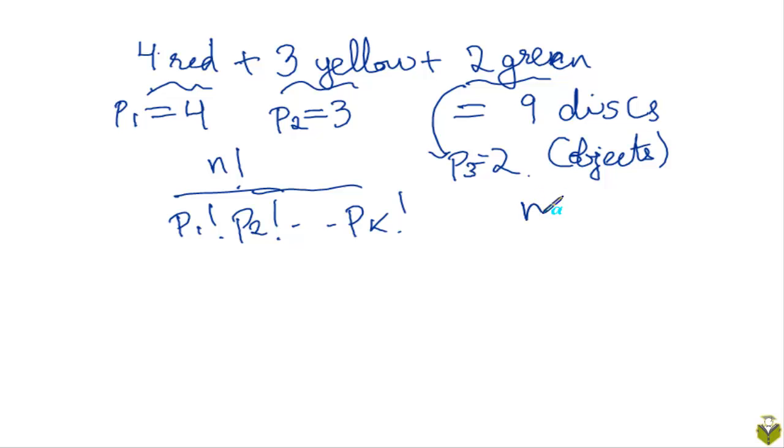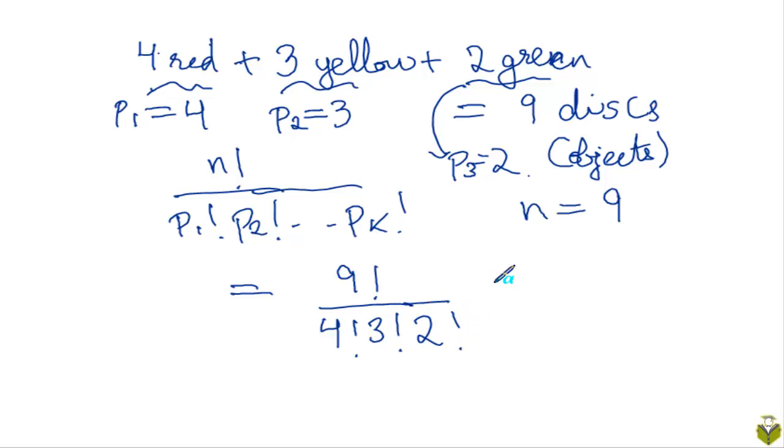And what is n? N is 9 because we already have 9 discs. So the answer is 9 factorial divided by 4 factorial, 3 factorial and 2 factorial. So I'll not calculate this like before because I think you should be now able to cancel out the common factors and get the answer. That is 1260.